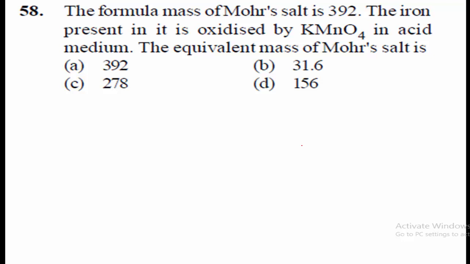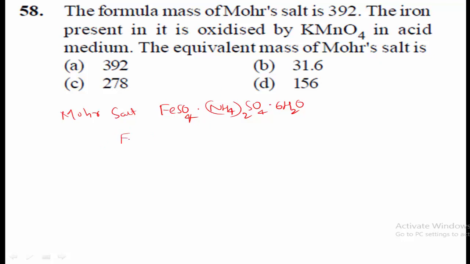You need to calculate the equivalent mass of Mohr salt. So what is Mohr salt? Mohr salt is given as FeSO4(NH4)2SO4·6H2O. This is the molecular formula of Mohr salt.